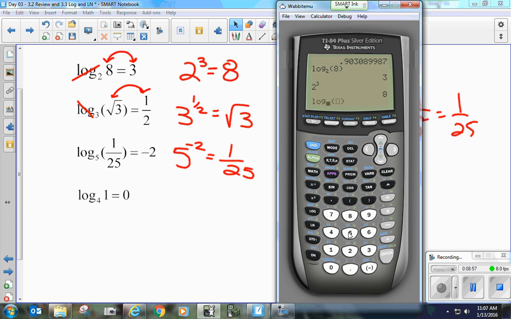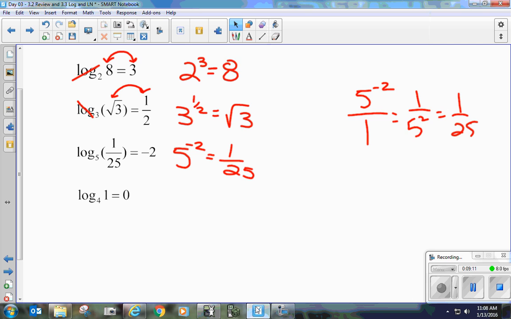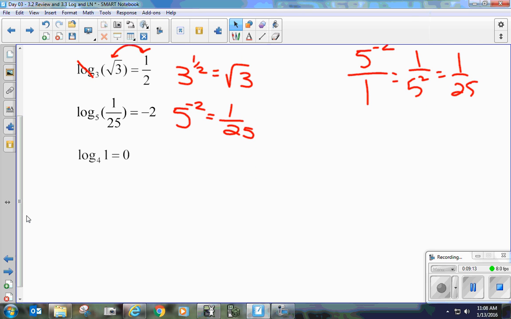Now that I know how to do log base 5 of 1 over 25, that should give us a negative 2, shouldn't it? And what's the last one rewritten? It's 4 to the 0. Anything to the 0 power is 1. Anything. There you go. You now know how to change a log into a statement without a log.